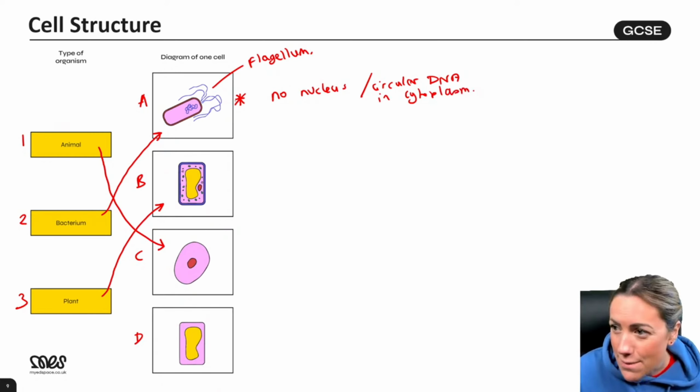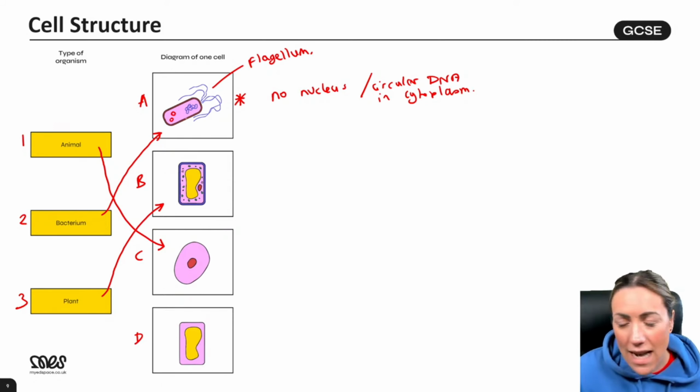Can't actually see any plasmids. Do you want me to draw a plasmid on? Draw a couple of plasmids. This one doesn't have plasmids. I couldn't see any plasmids, but yeah, bacterial cells can have plasmids. So I've put some on there for you.